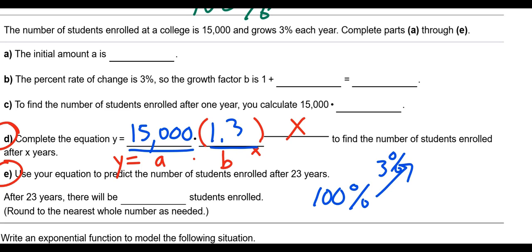Would it be 1.3? No. What am I saying? What percentage did I just say it's going up by? That's a 3% increase. So you must be right when you said 1.03. And you are correct, because 103%, when you move that decimal over 2 places, would make that 1.03.